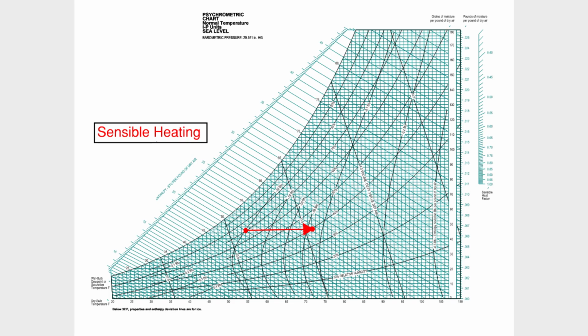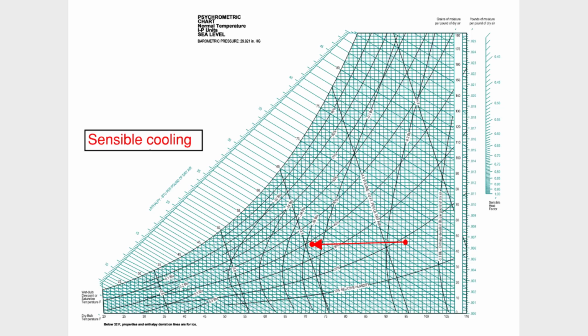The formula for sensible heat is simple. Q equals 1.08 times CFM times delta T. That's in IP units. Or in metric, it's 1.20 times liters per second times delta T. You'll see this process in electric heaters, hot water coils, gas furnaces without humidifiers, and steam coils.